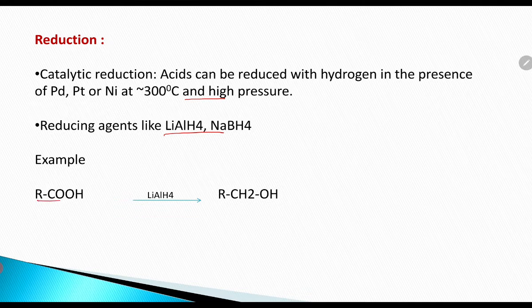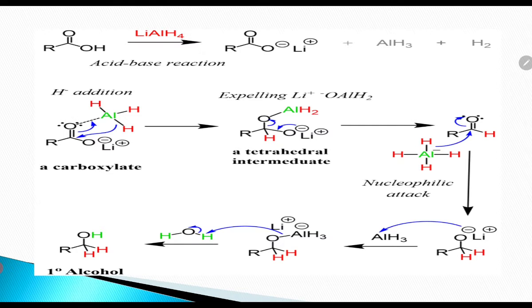Example, the general formula of carboxylic acids, we know, is RCOOH. This C=O group is reduced to RCH2OH. In this way, alcohols are obtained. So this is the mechanism for the reduction. In R-C=O-OH, the H plus of the carboxylic acid is replaced with the metal ion, that is lithium, giving O minus, lithium plus, and we are getting AlH3 and H2 as the other products.